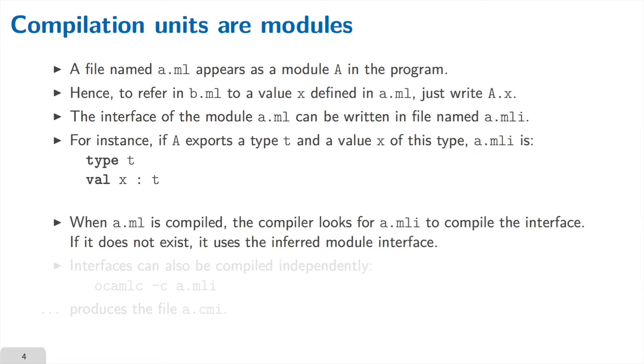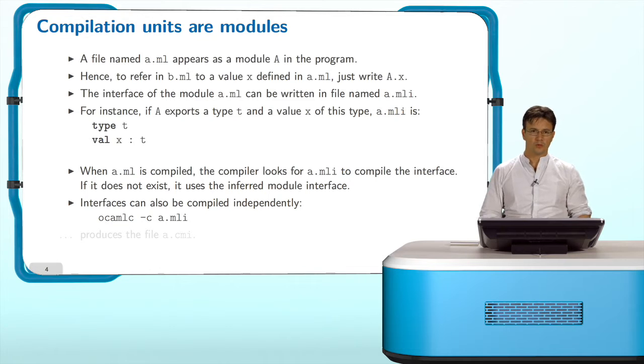When a.ml is compiled, the compiler looks for an interface. If the programmer wrote an interface, it will use it to compile the module. If there is no such file, it will use the inferred module interface, the one that shows everything. If you want to compile interfaces separately, you can do it. You just have to provide an a.mli file to the compiler. It will detect that it is an interface and produce a .cmi file.